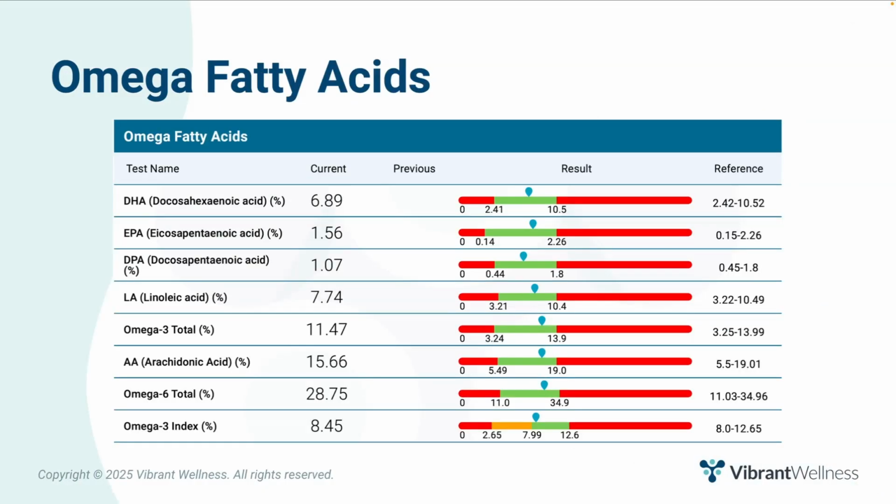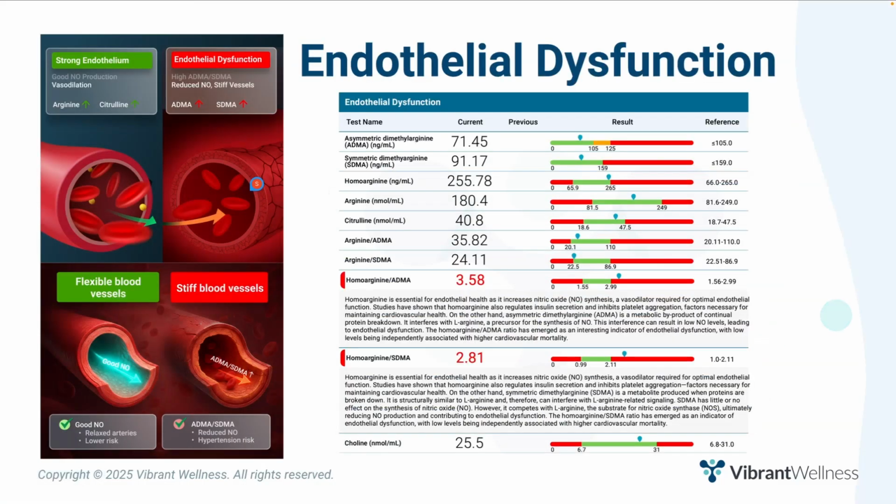The Cardio-Zoomer also includes 8 omega fatty acids, 5 omega-3s, EPA, DPA, DHA, total omega-3, and the omega-3 index, and 3 omega-6s, LA, AA, and total omega-6. In general, the omega-3s tend to be anti-inflammatory and omega-6s tend to be pro-inflammatory, so balancing the 2 is crucial for calming inflammation.